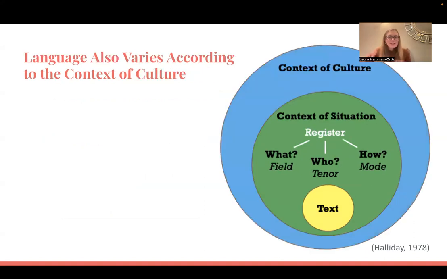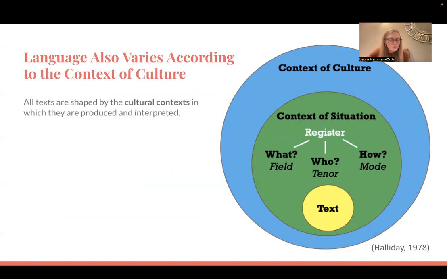All right. In addition to context of situation, language varies according to the context of culture. All texts are shaped by the cultural context in which they are produced and interpreted. And so that's important to keep in mind when we're thinking about the texts that are used at schools. So more broadly, how to appropriately greet someone varies in the context of culture.